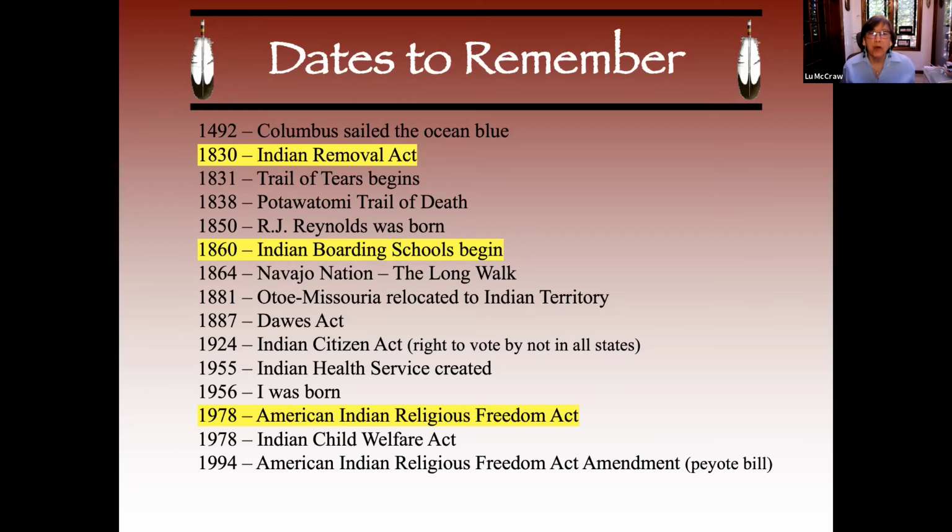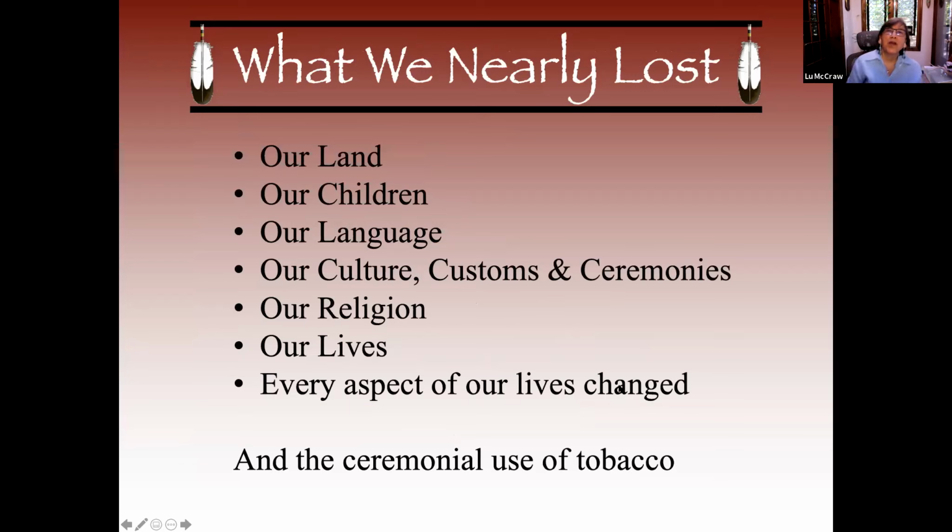If you notice, in 1924, we could finally vote. But of course, it didn't happen in all states. The reason I'm sharing this is that a lot of things were taken away from us, systematically, year by year by year. Things were lost, like tobacco.